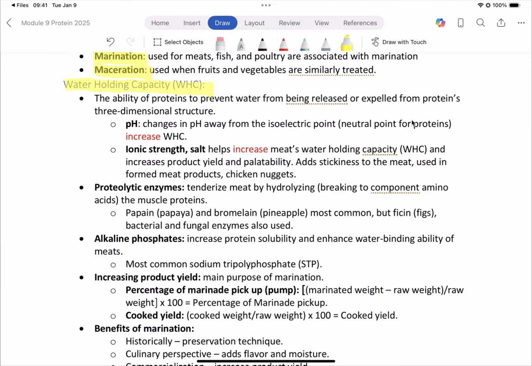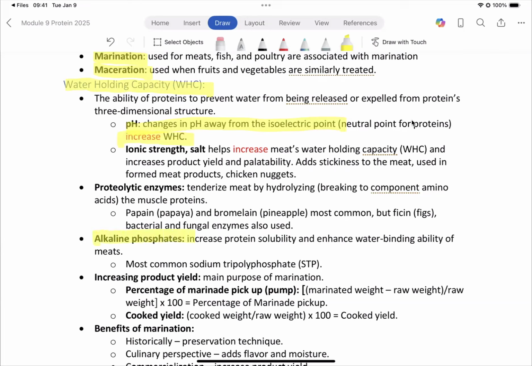So pH changes if you add an acid. It changes the pH from the isoelectric point. The isoelectric point is the point where it's neither acidic nor basic. It's where it acts as both an acid and a base. It's the isoelectric point or neutral point. So if you can make it more acidic or more basic, you can increase the water activity.